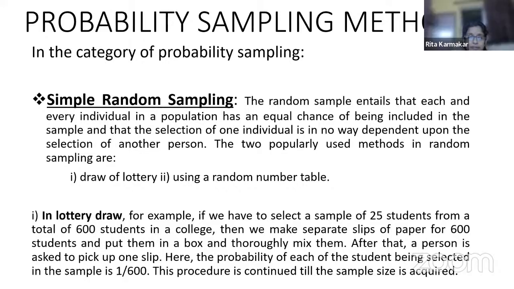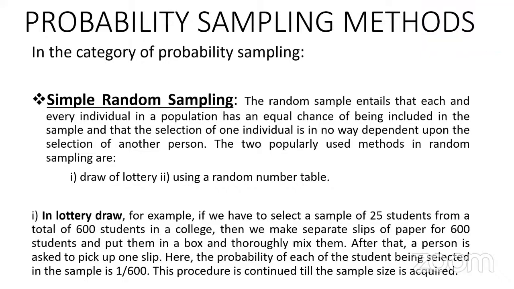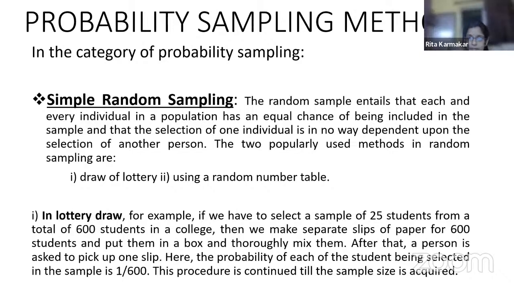Yes, ma'am. I was saying that, as you gave the example just now, if there are 100 surgeons and we have to pick 20, so if we simply make chits of their names and pick out 20 names, that will be simple random sampling.